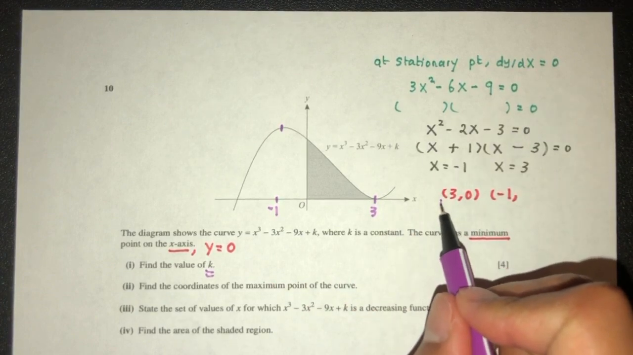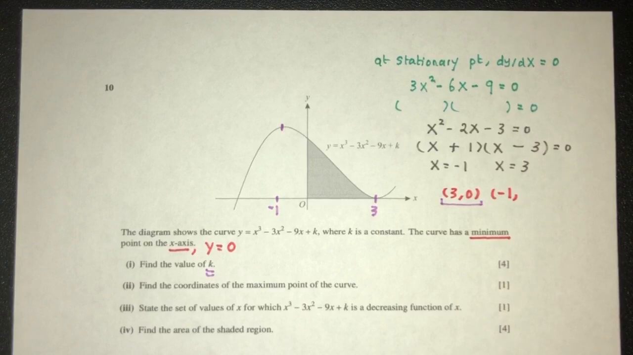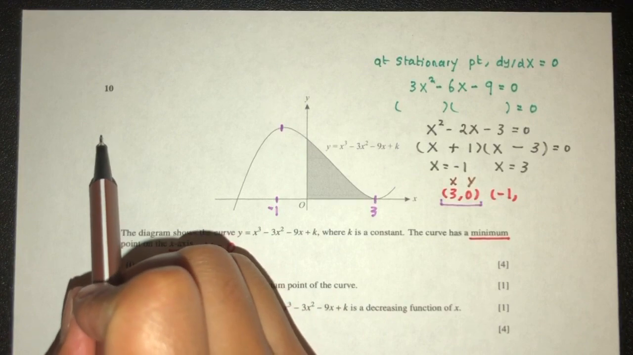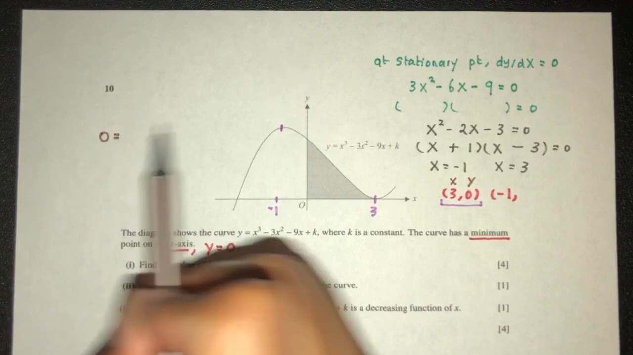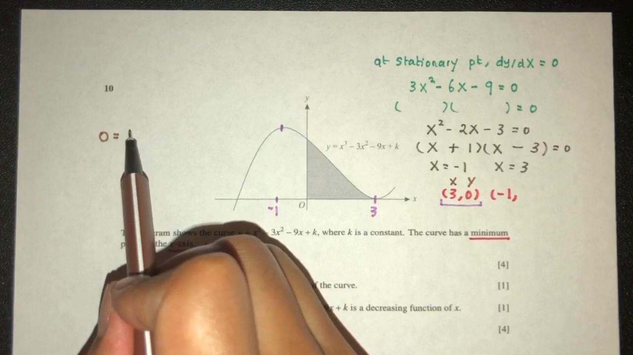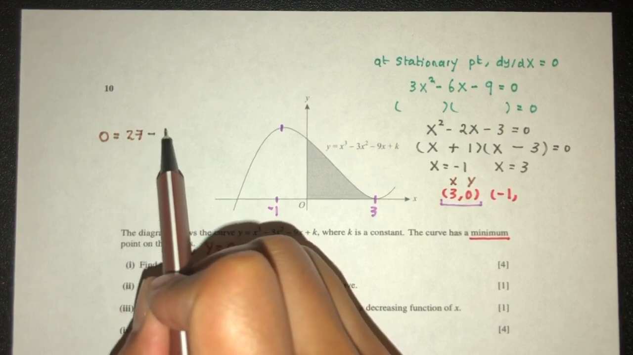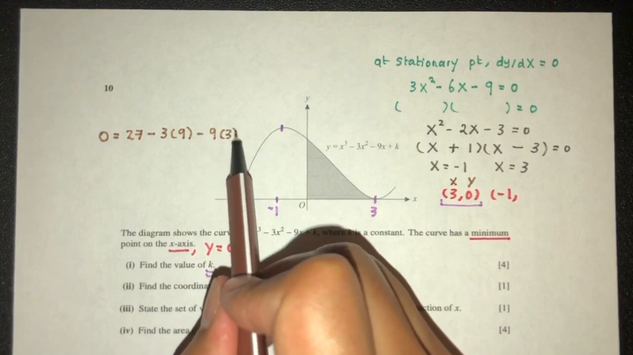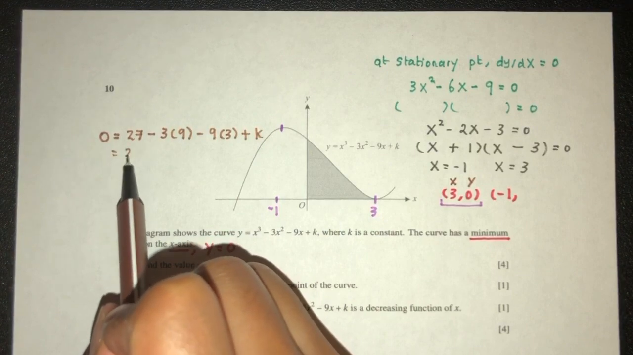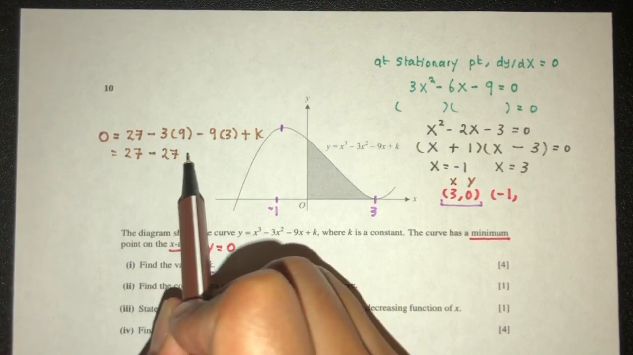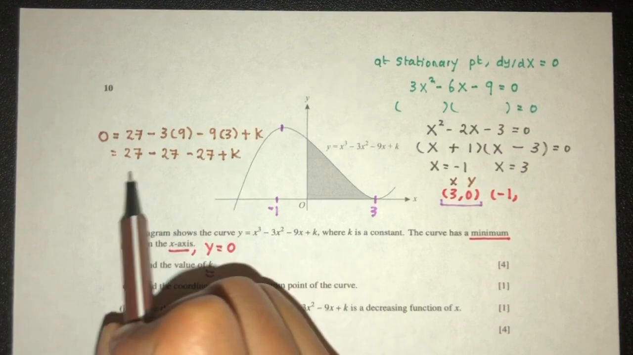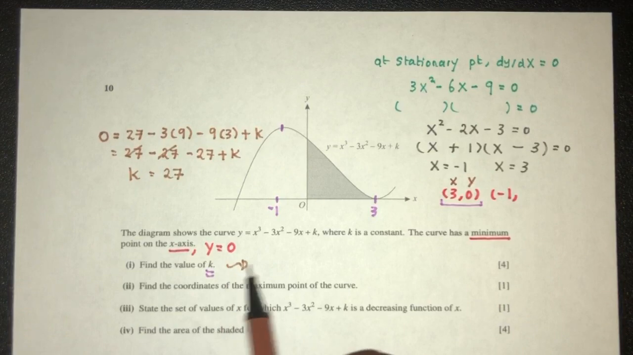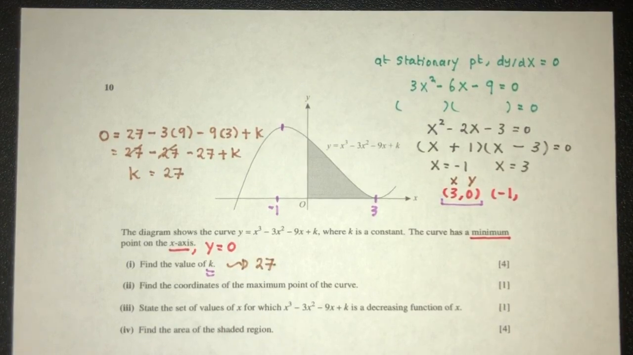Well, we'll see what we get for this one. But here, we can use this point to find the value of k, right? This is the x value and the y value. So replace in the equation we have here, y should be 0, x is 3. That should be 3 power 3 should be 27, minus 3 times 9, minus 9 times 3 plus k. So that should be 27 minus 27 minus 27 plus k. So k should be what? This cancels out, k should be 27. So value of k will be 27. That is part 1 of the question.